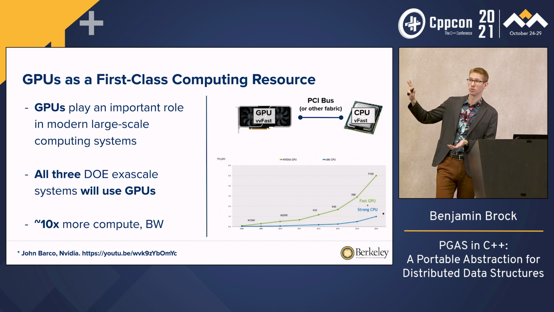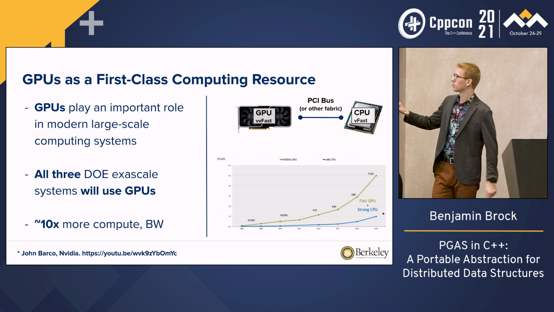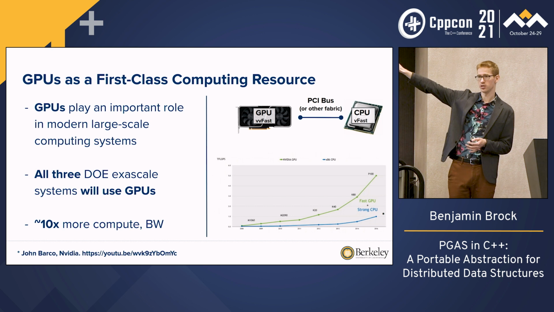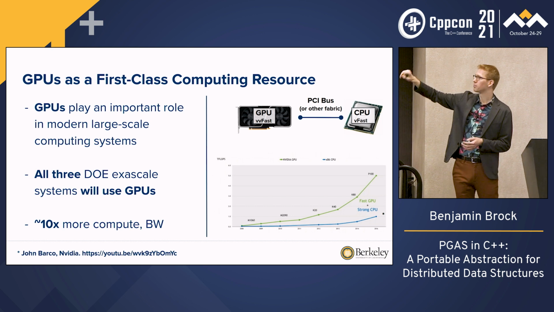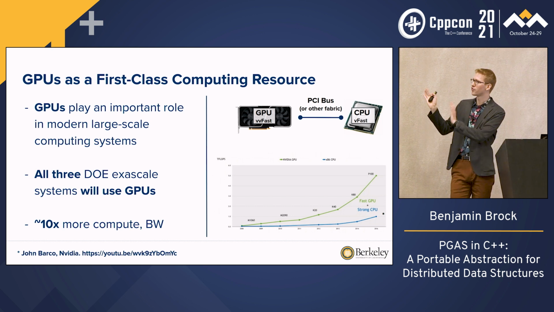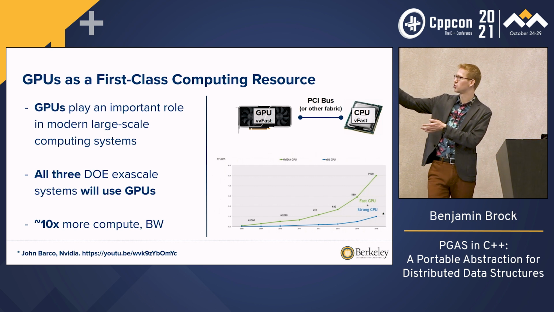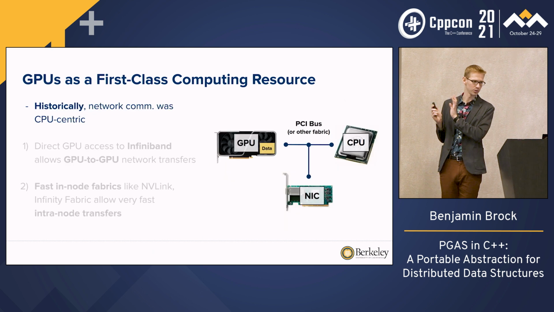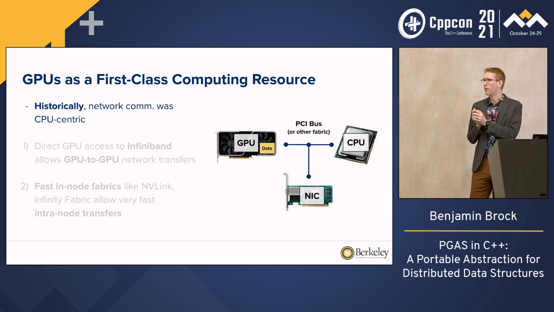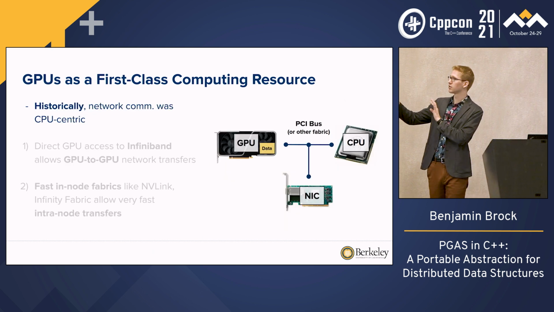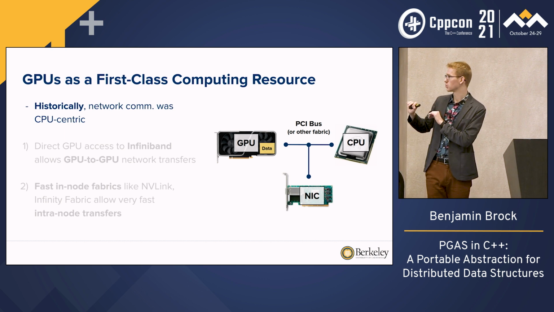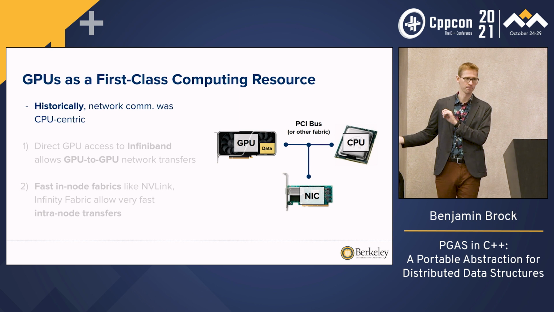Just in case anyone's unfamiliar with what a GPU is, for our purposes, we have our CPU here, which is on a node, and then we have a PCI bus or some other fast fabric which connects this GPU that's sitting off to the side, so they can perform some computation together. There's actually a third entity in this mix, which is the NIC, or the network interface card.